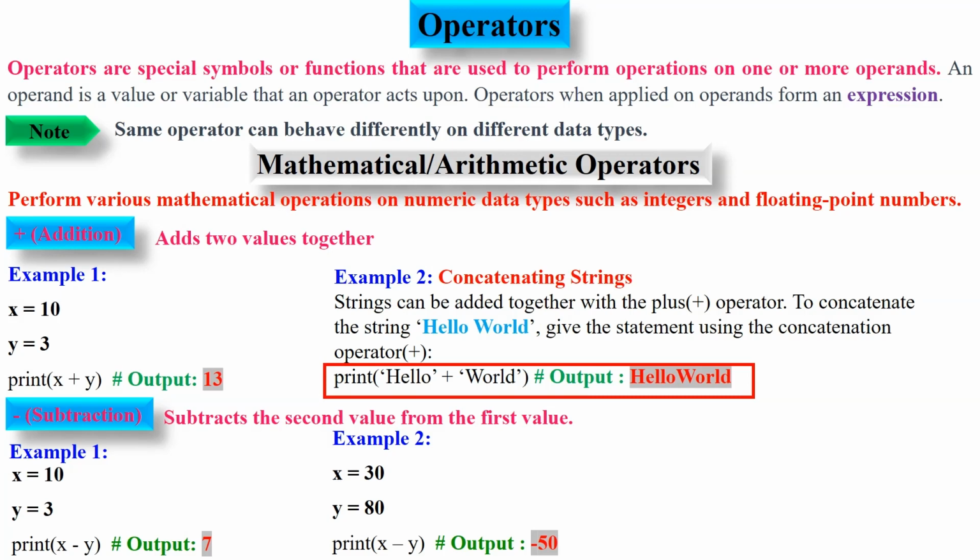In example 2 of subtraction, we assign the value 30 to the variable x and the value 80 to the variable y. Then, the expression x minus y subtracts the value of y from x, resulting in -50. Finally, the print function outputs the result, -50, to the console.